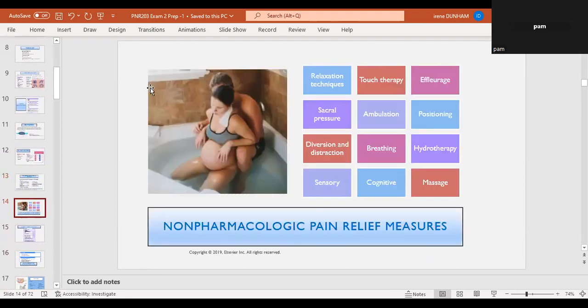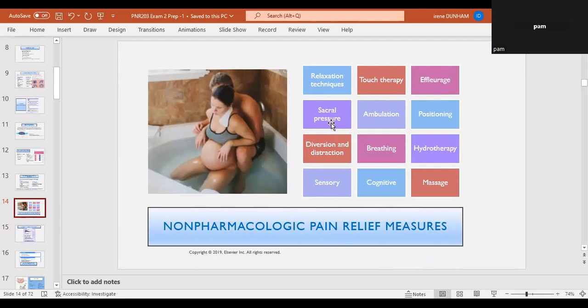All right. So let's go now to some non-pharmacological pain relief measures. Now, guys, we have been emphasizing this quite a bit, so I would take note of the different ones. It could be like an all-but-apply question, so I would know these. And so here you go with your relaxation techniques, touch therapy. We talked about that. Effleurage. We talked about that. The sacral pressure.